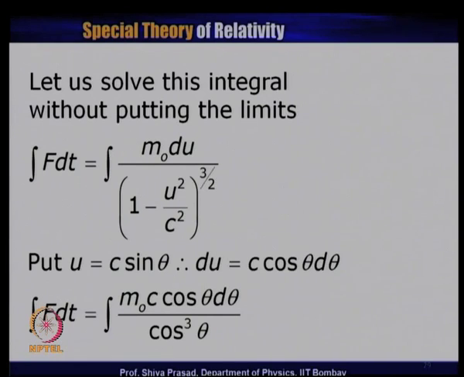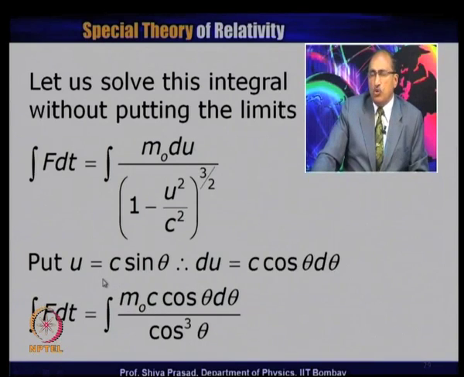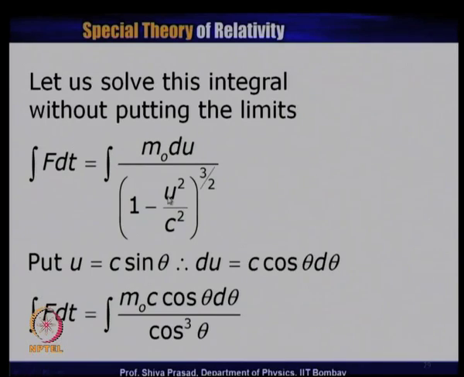So let us solve the integral without putting the limits. I will just put integral f dt equals integral m naught du over 1 minus u square by c square to the power 3 by 2. There is a standard substitution to solve this. We put u is equal to c sin theta, then taking the differentiation, we get du is equal to c cos theta d theta. This du is now being replaced by c cos theta d theta, a very simple integral. For u square, I am putting c square sin square theta. Let me write it here to make it clear.